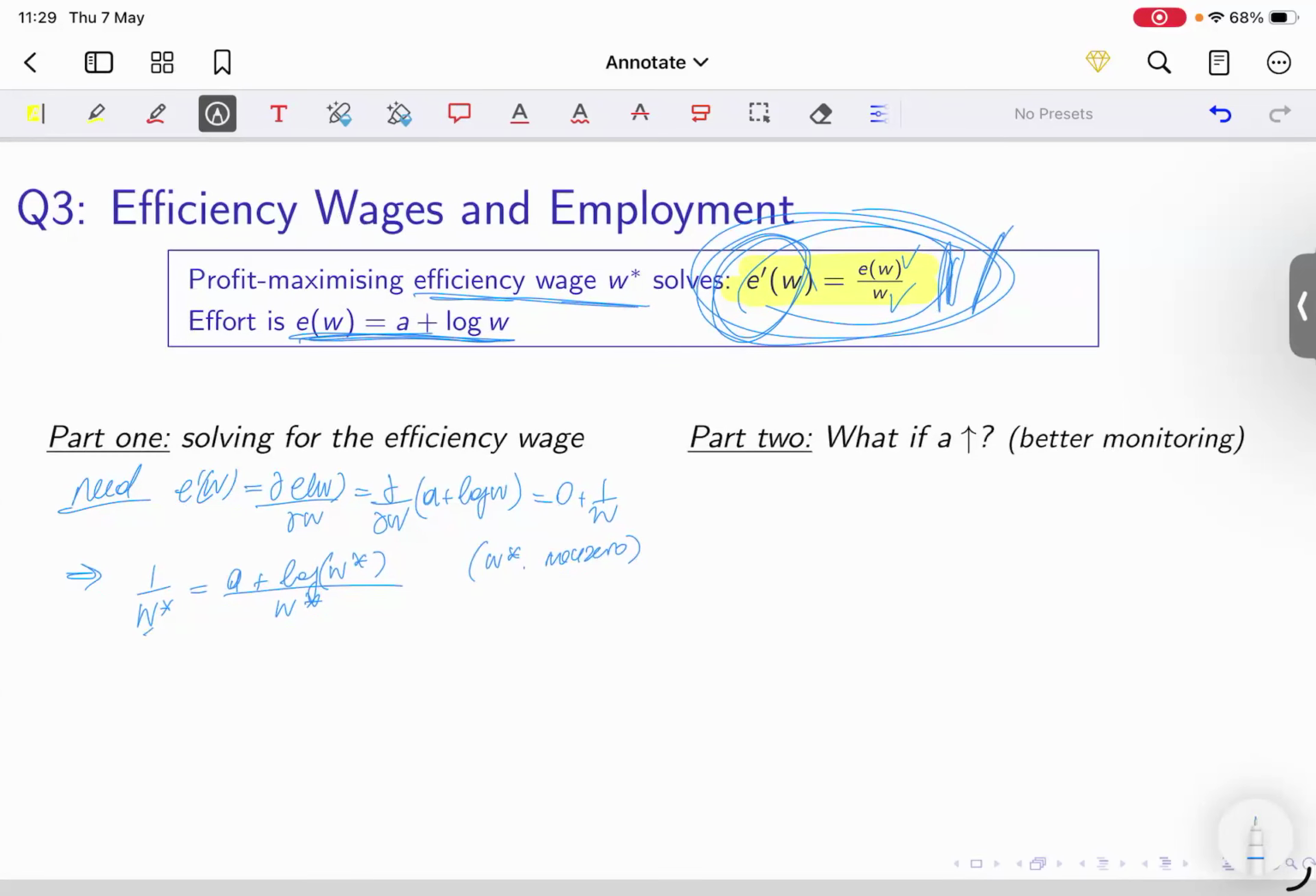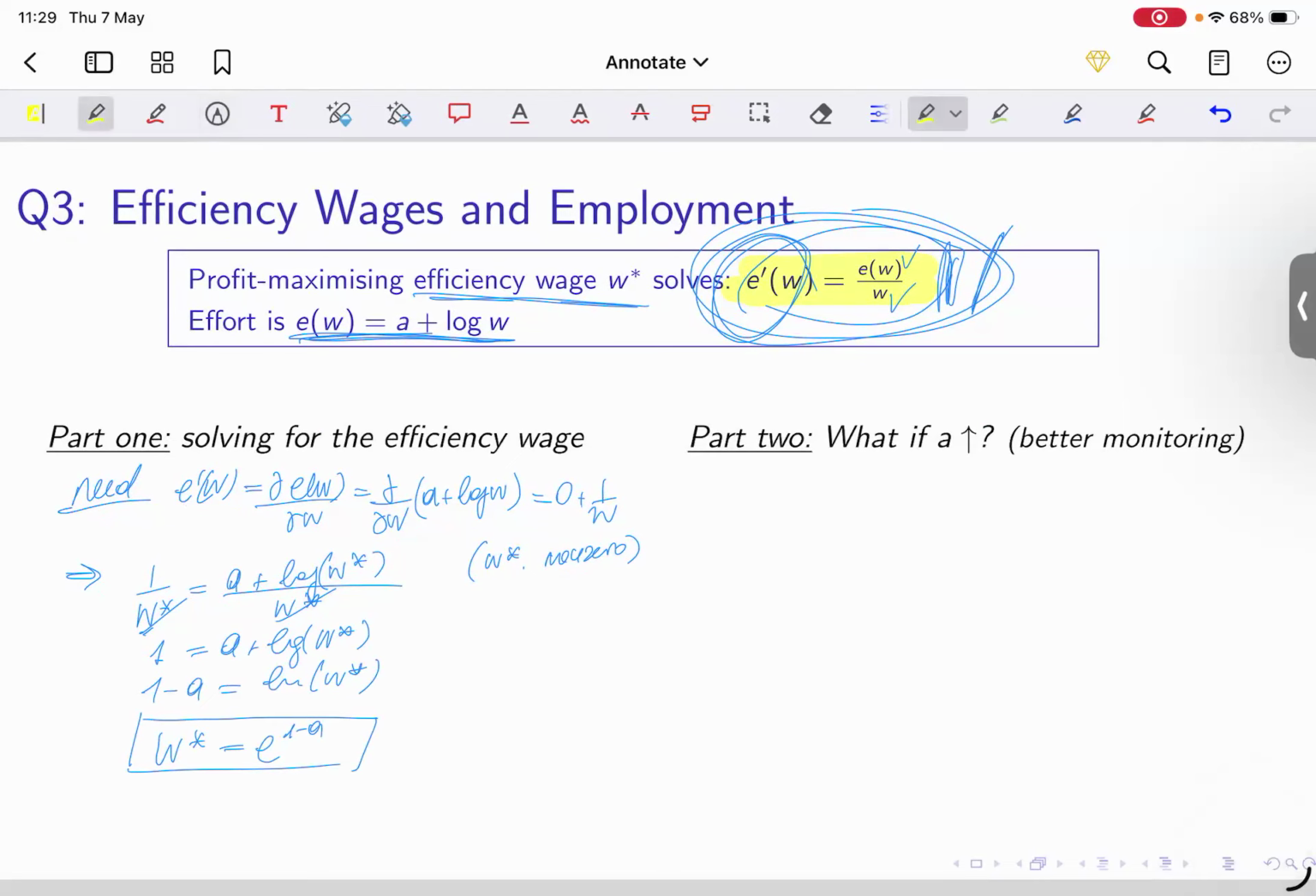So this also allows me to simplify here. What I'm left with is 1 equal to A plus log of W. Rearranging, 1 minus A equal to log of W. What is the log? The log is just the exponent that I need to give to my base to obtain W, which gives me my efficiency wage W star as E to the 1 minus A, right? And with this, I've answered the first half of the question.